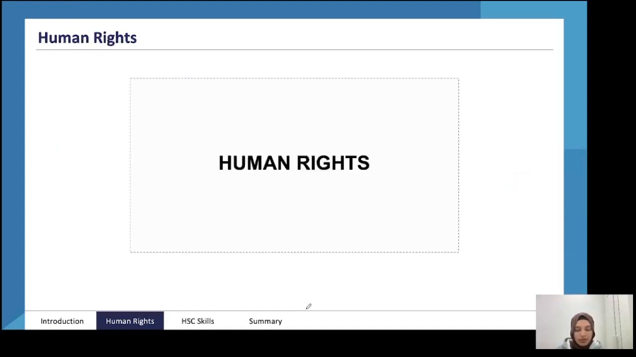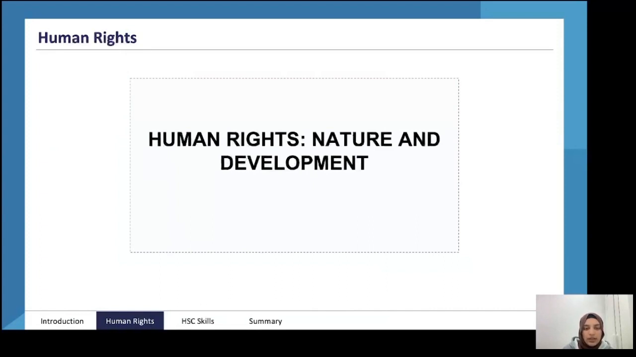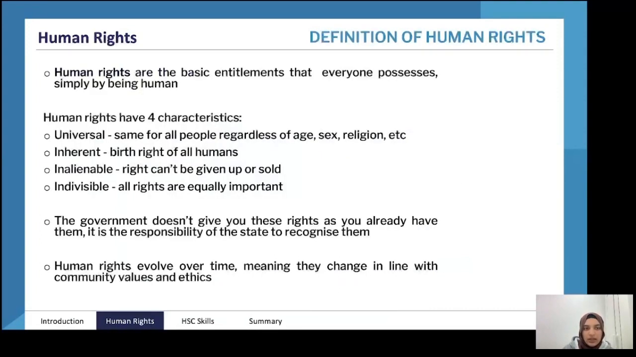So now we'll move on to the main idea that I wanted to have a look at, which is human rights. So we've got human rights, nature and development. So, the definition of human rights. First of all, it's important to note that human rights are the basic entitlements that everyone possesses. So simply by being human, you are entitled to these rights.